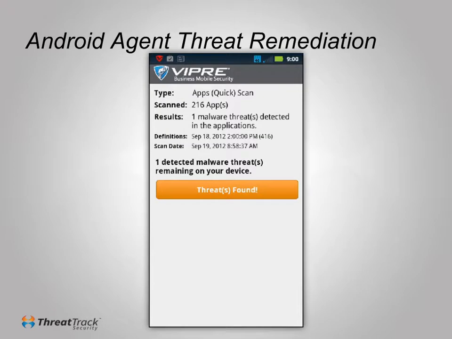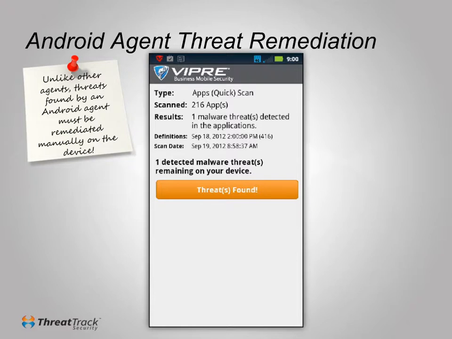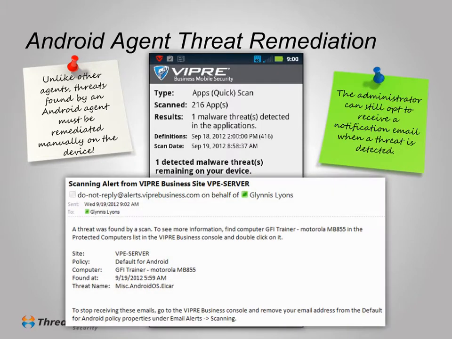Let's take a look at what happens when this agent detects a threat. It's important to note that threats detected on Android agents cannot be remediated from the console. They must be remediated locally on the device. The administrator can still opt to receive notification emails when threats are detected on Android devices, so they aren't left out of the loop. When a threat is detected, we will also be provided with a warning such as this.